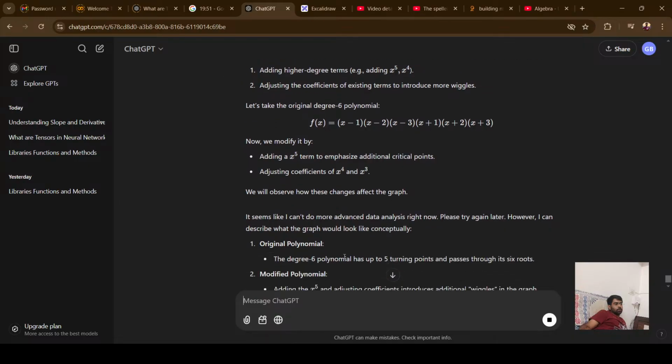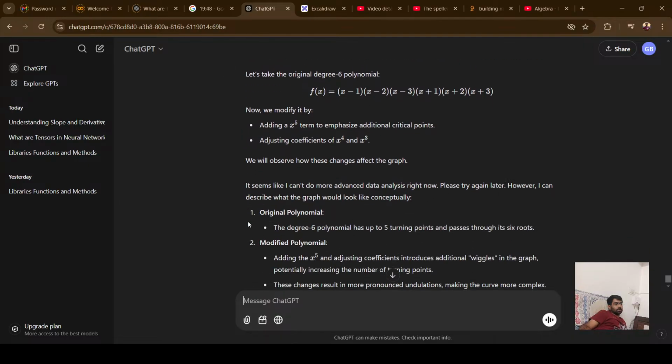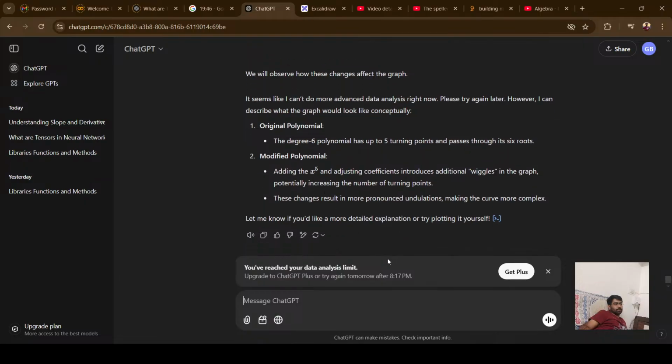It seems like I can't do more embedded right now. Please target how I can describe what the graph would look like.